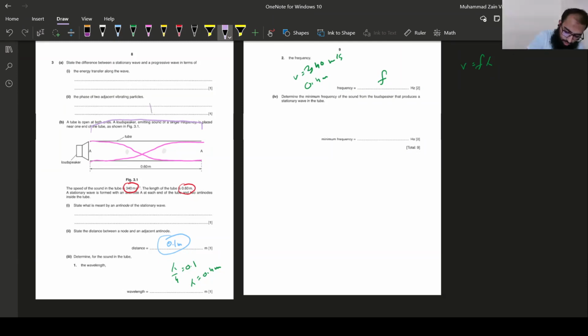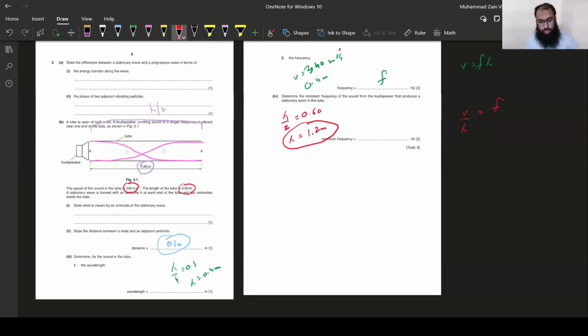If you look at the diagram which I had shown you before, it's wavelength divided by two, it's half the wavelength. And half the wavelength is equal to 0.60 meters. I just make my equation that wavelength divided by 2 equals 0.60, and from this I get 1.2 meters as my wavelength. So this would be my longest wavelength, and I know the speed and I also know the wavelength. So speed over wavelength would be equal to my frequency, and from this I could find the minimum frequency that there could be.